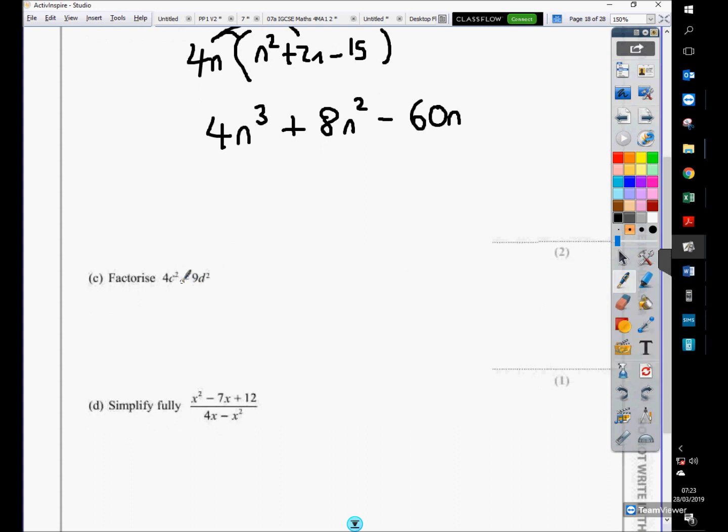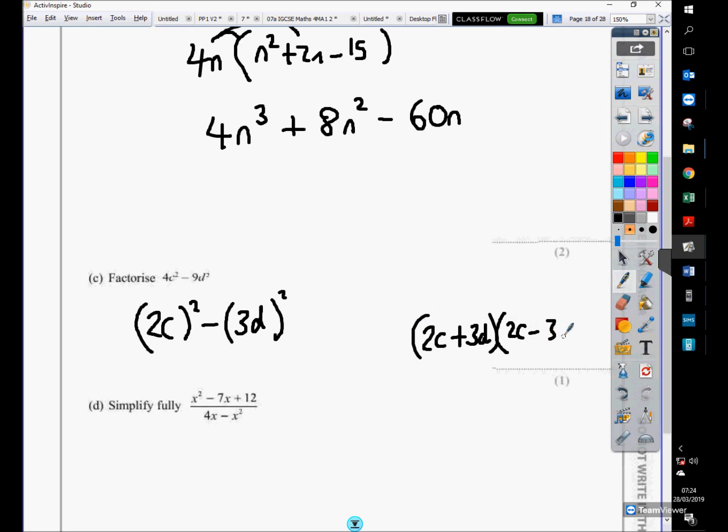Next one. This is the difference of two squares. There's a difference there, and they're both squares. You have to spot that 4c squared is the square of 2c, and 9d squared is the square of 3d. When you spot this, it's very easy to factorise it into 2c plus 3d and 2c minus 3d.